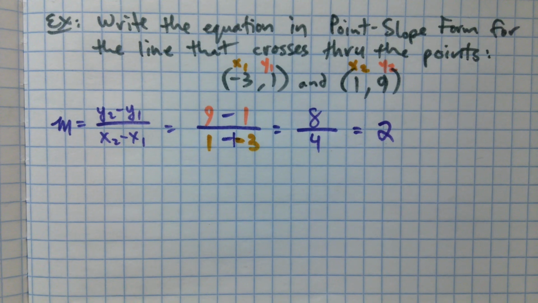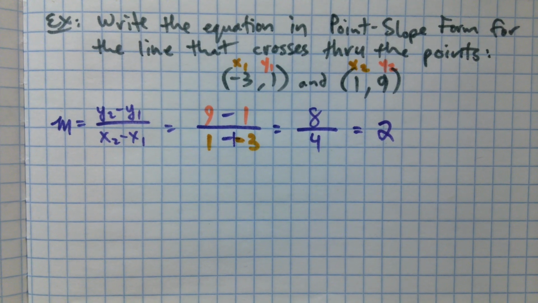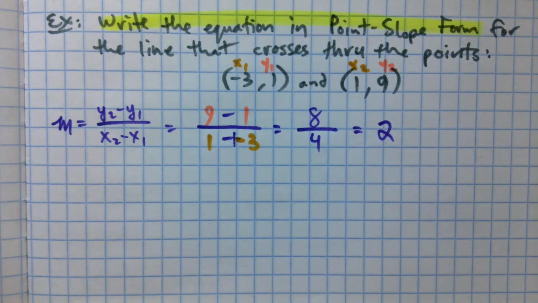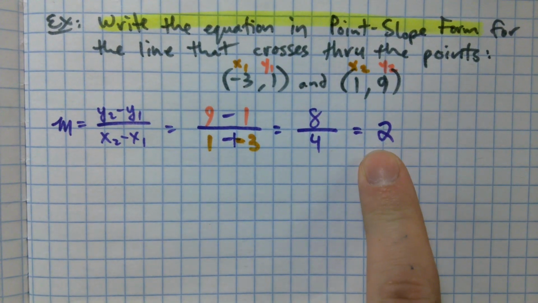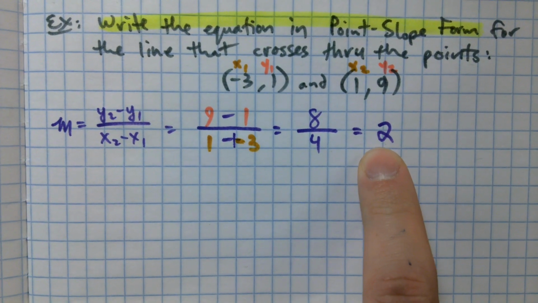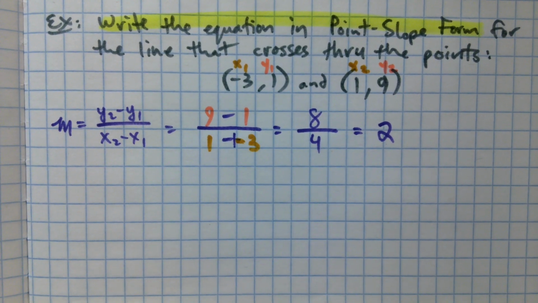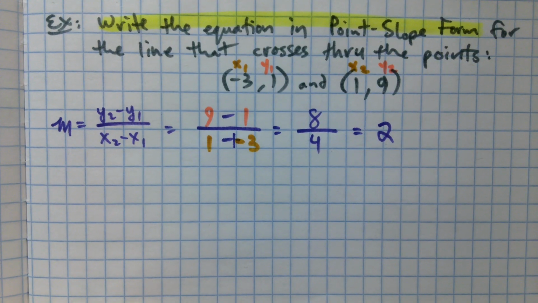Am I done? No. What do the directions in this question tell me to do? Write the equation in point-slope form. So I've got my slope. Do I know a point on this line? Yeah. As a matter of fact, I know 2 points on this line. Which point should I use?